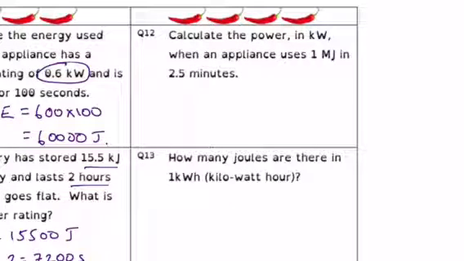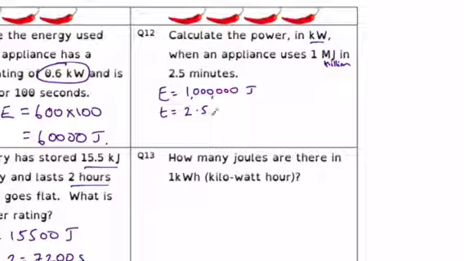For question 12, calculate the power in kilowatts when an appliance uses 1 megajoule in 2.5 minutes. Well, the first thing to remember is a megajoule stands for million. So energy equals 1 million joules, and the time is 2.5, but then 60 seconds in 1 minute. So that works out at 150 seconds.